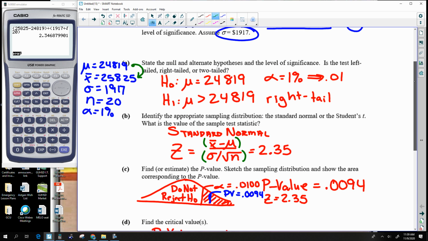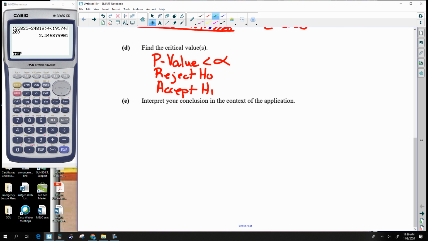So what is it, 24,819? The null hypothesis was saying that the average is equal to 24,819, and the alternate hypothesis is saying that it's more than 24,819, and these are average daily sales. So we reject that the average daily sales is equal to 24,819, and accept that the average daily sales is greater than 24,819.